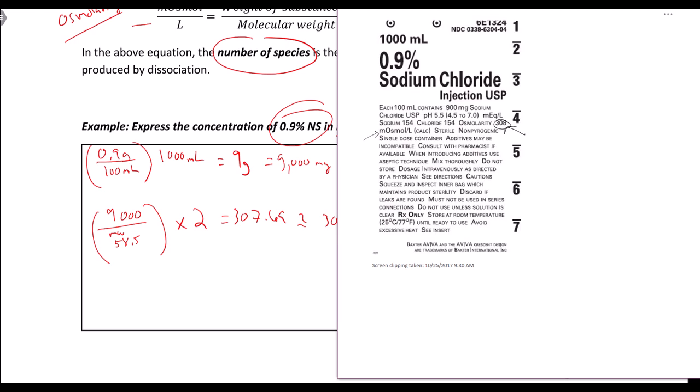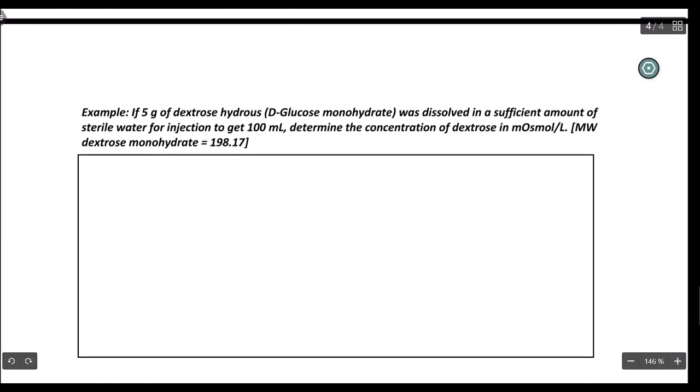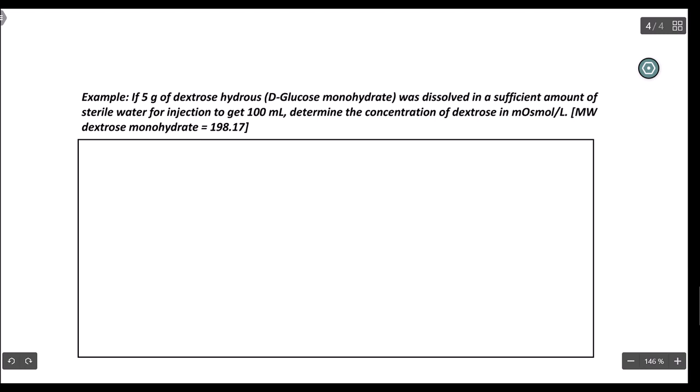All right. Let's look at dextrose. If you've got 5 grams of dextrose hydrous, which is D-glucose monohydrate, with one little molecule of water, dissolved in enough sterile water to get 100 mLs, what's the concentration of dextrose in milliosmoles per liter? Ultimately, we want milliosmoles per liter. We're looking for the osmolarity of 5 grams of dextrose hydrous in 100 mLs. That's D5W, dextrose 5% water. Even though we say dextrose 5%, it's dextrose hydrous, literally D-glucose monohydrate dissolved in there.